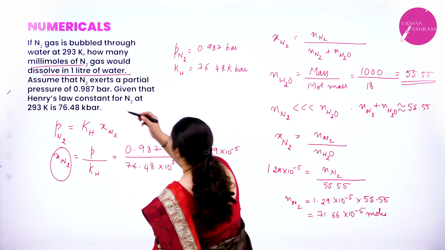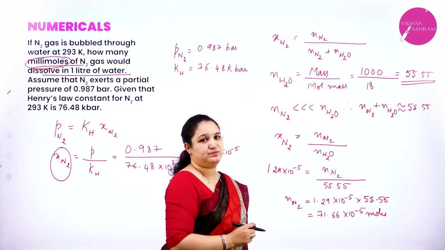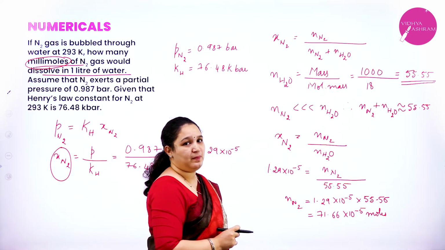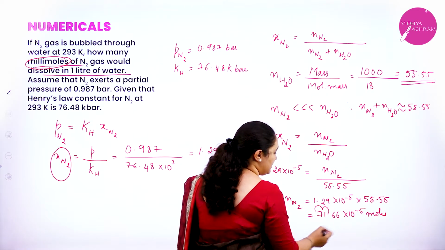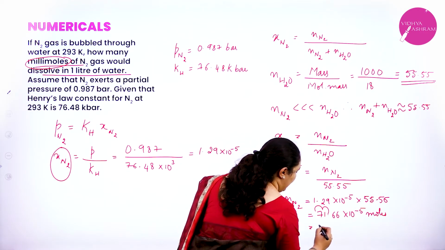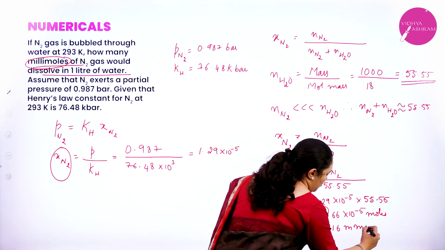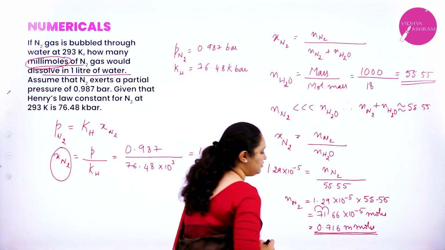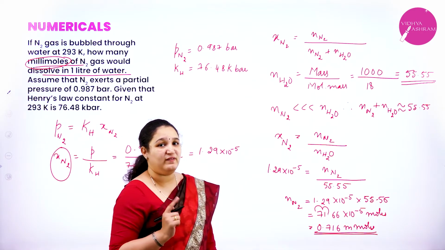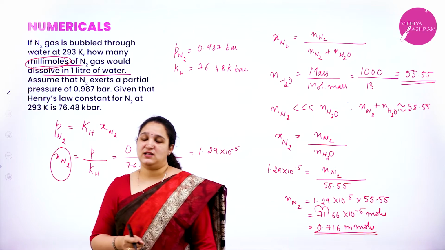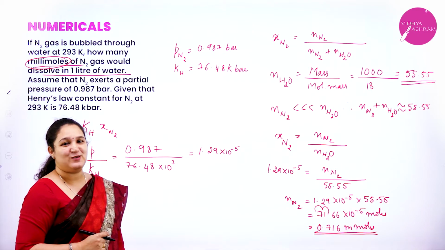But see, the question asks in which unit? Millimoles. Milli means what? 10 to the power minus 3. So what we are going to do is, I'll move 2 points. This becomes 10 to the power minus 3. I'll write it as 0.716 millimoles. Okay, so this is the answer for this particular problem. I hope you have understood how to solve. Wherever necessary, please pause the video and work it out by yourself.